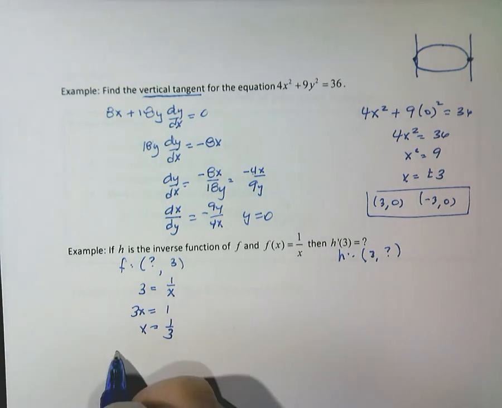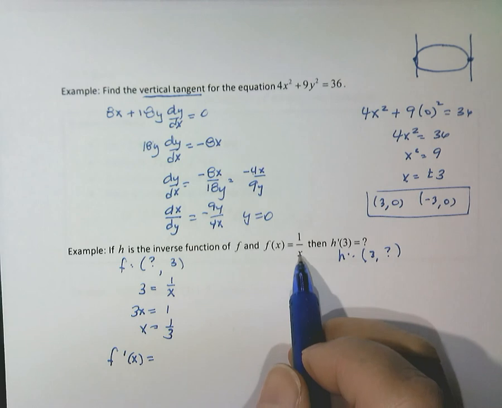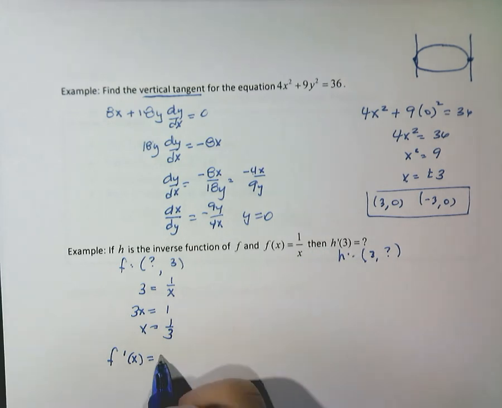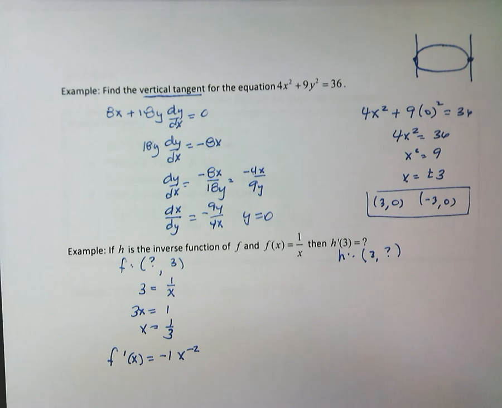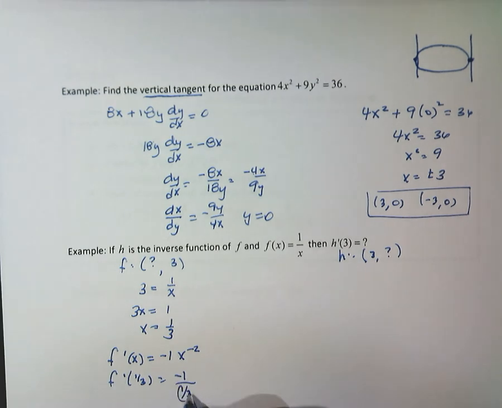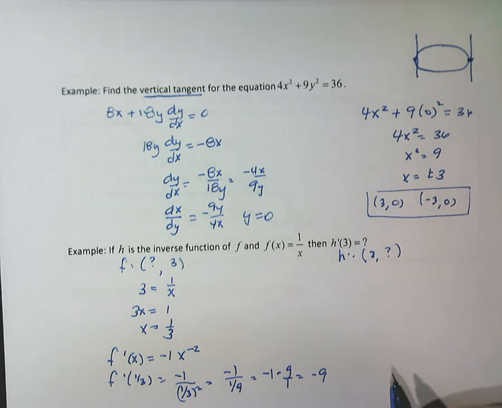Then I can find the derivative of f. So the derivative of 1 over x, remember this is x to the negative 1, so negative 1 times x to the negative 2. f prime of 1/3 is going to equal negative 1 over (1/3) squared, negative 1 over 1/9, negative 1 times 9 over 1. So it equals negative 9. Since this is the derivative for the function, for the inverse derivative, h prime of 3 is going to be the reciprocal.